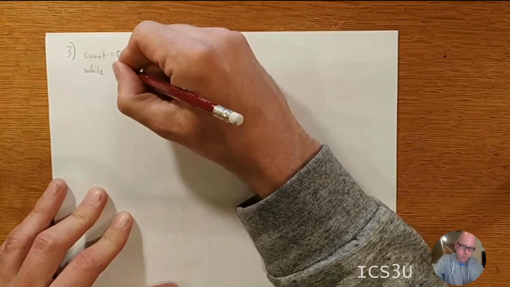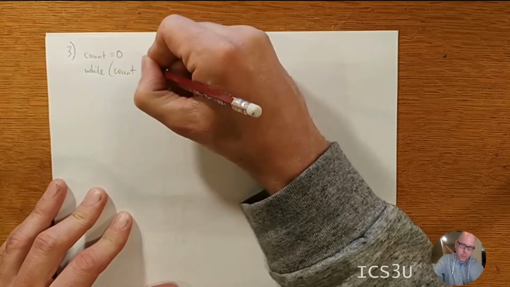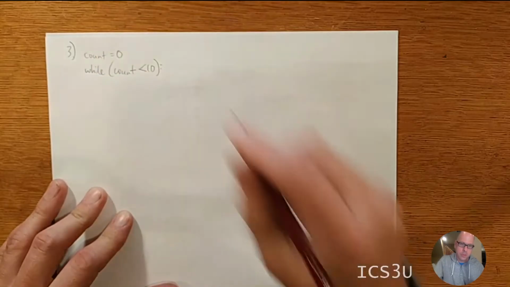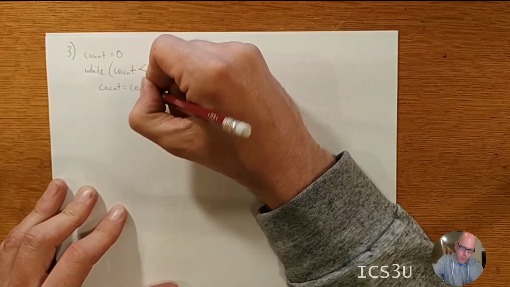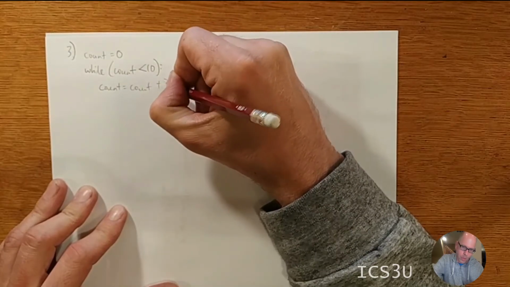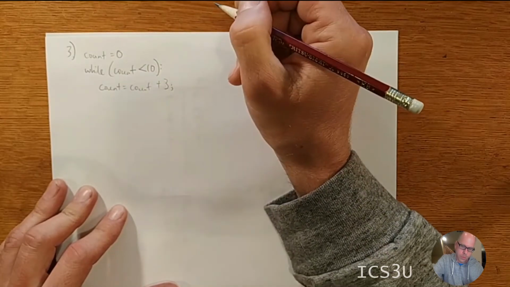So while count is less than 10. So count starts at 0. Instead of a for loop, we've got a while loop now. Count equals count plus 3. So remember, while loops, they're a bit different.